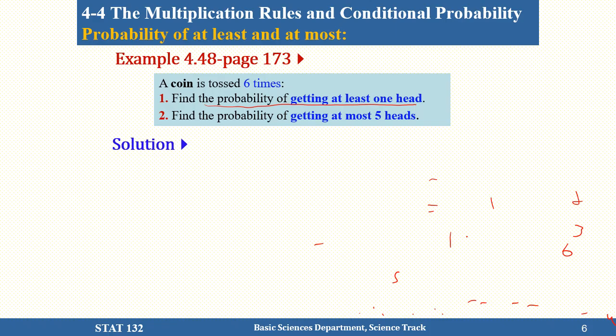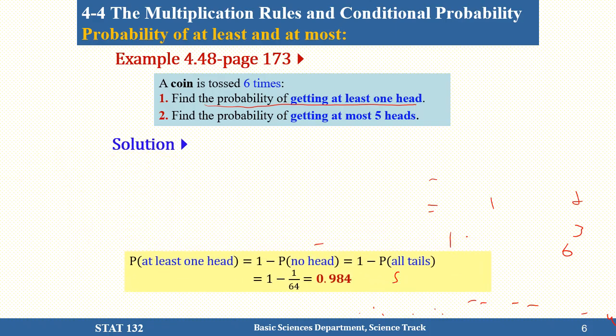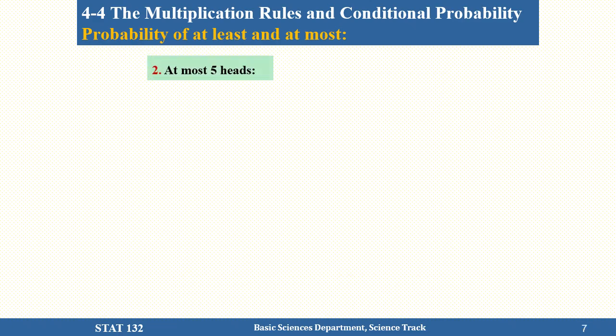Okay, let me show you. Now, the other question is about the probability of getting at most 5 heads. So getting at most 5 heads, what is its opposite? At most 5 heads means we will not have 6 heads.